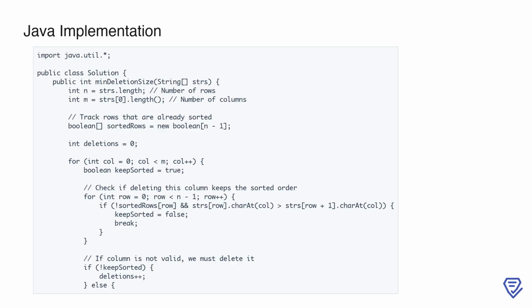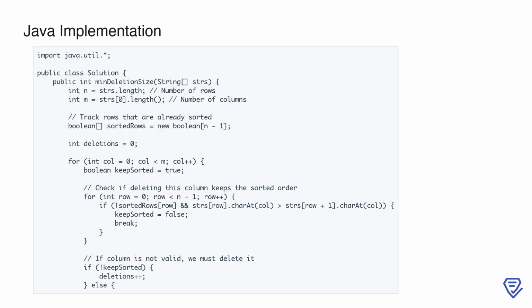Now, we use a for loop to iterate over each column index, denoted by col. Inside this loop, we assume initially that the column will preserve the sorted order by setting a flag keepSorted to true. However, we need to verify this assumption.